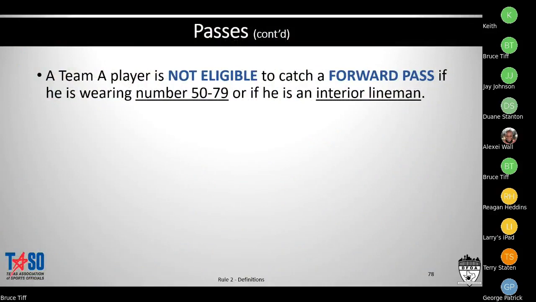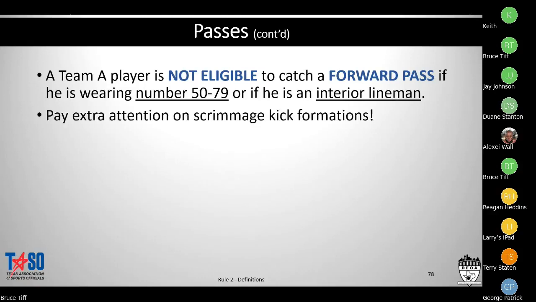A Team A player is not eligible to catch a forward pass if he is wearing numbers 50 through 79, or if he is an interior lineman. So you can have interior linemen not numbered 50 through 79. That's what that's telling me. Yeah, and remember your definition. We talked about the definition of interior lineman last week. This is why definitions apply throughout the whole rule book. You've got to know what they mean to get the full understanding.